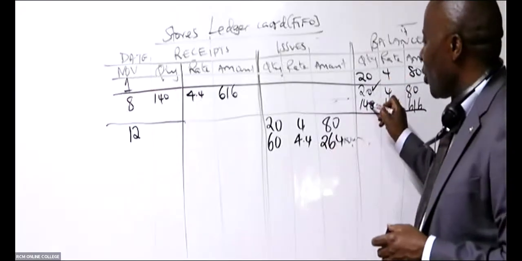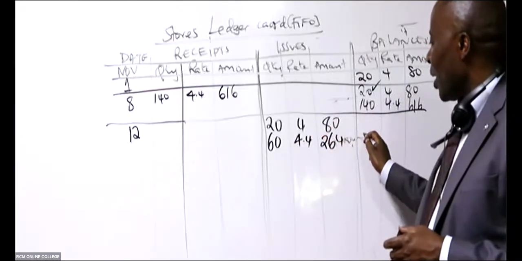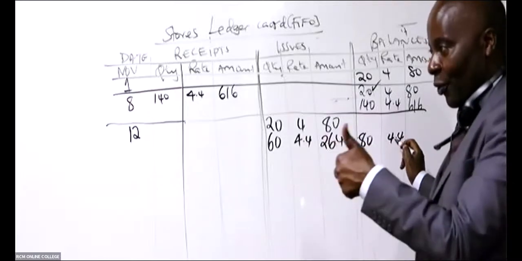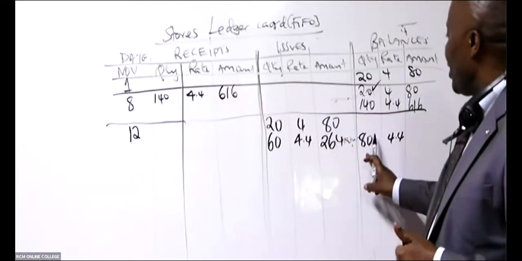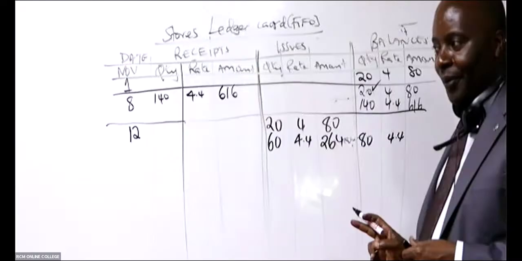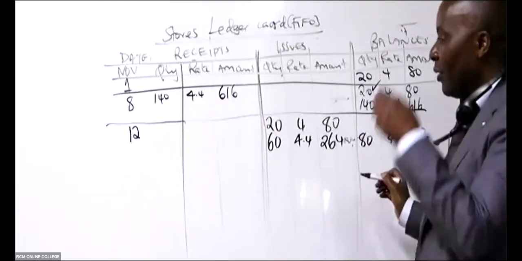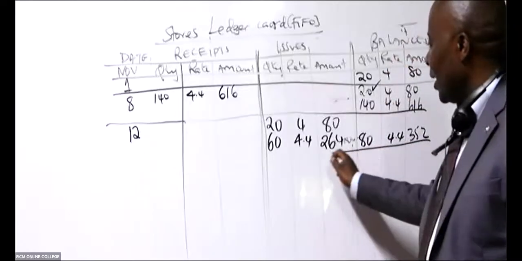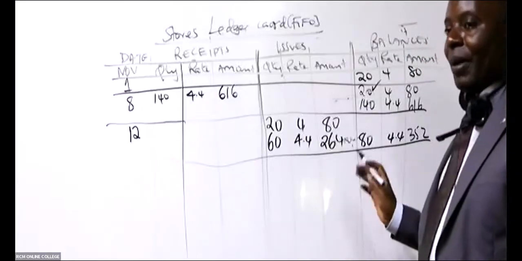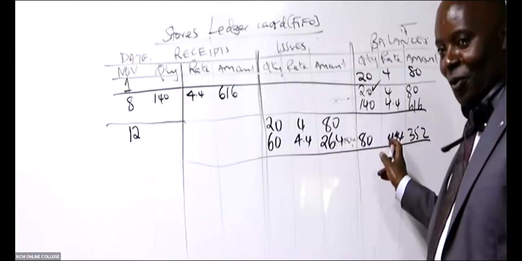And out of 140, we have issued how many? So then what is left of this? So we are left with 80 at what rate? At 4.4, isn't it? So 80 times 4.4 will give me how much? 352, like that. Then come and underline this. So now remember, you only have one batch, which is 80 at 4.4.